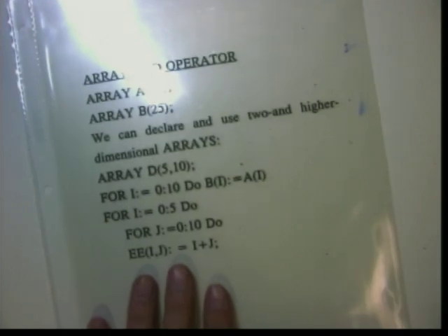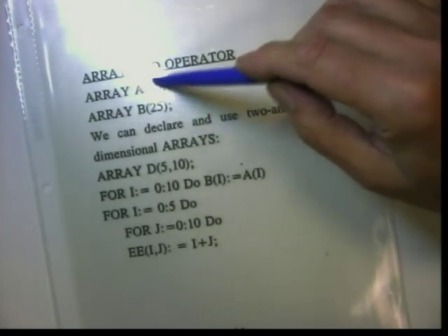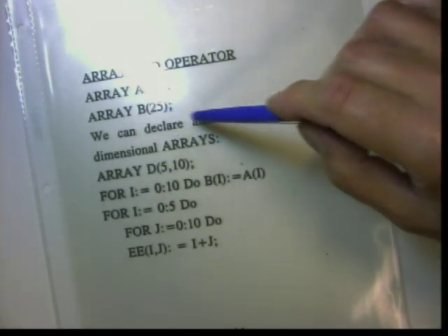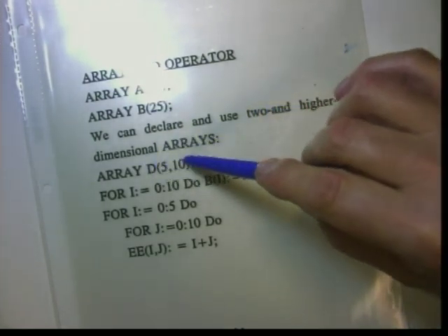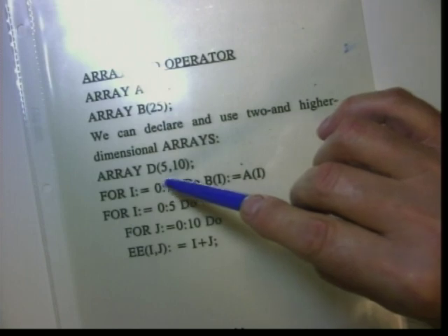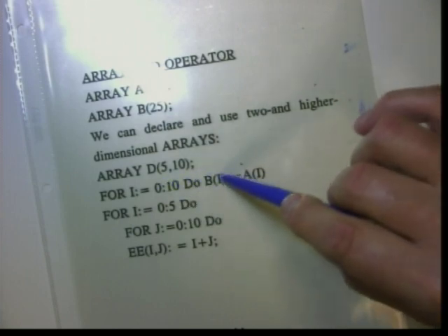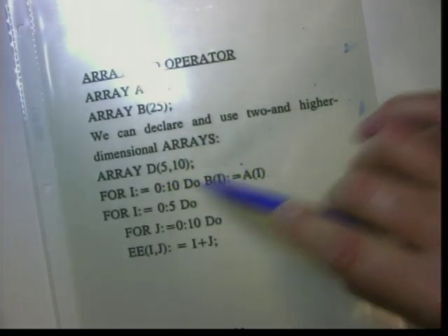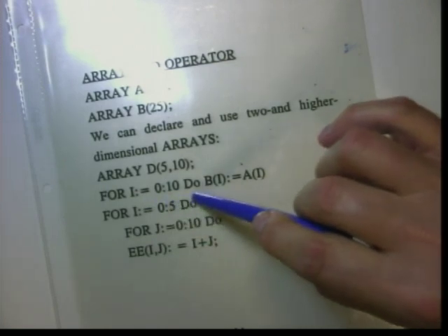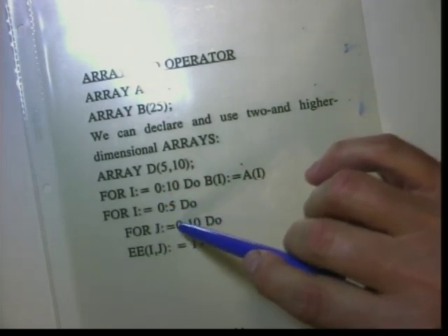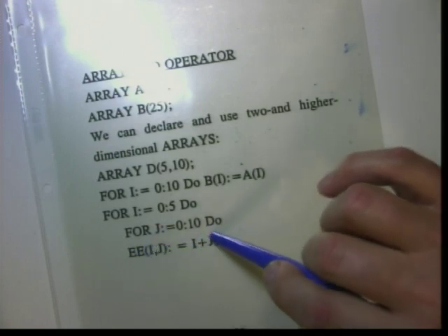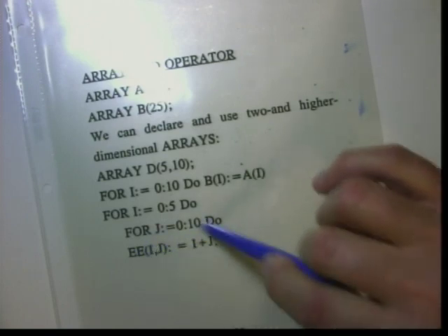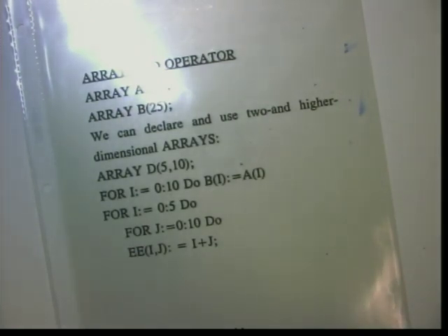Now there is also the array operator. Array A(10) or B(2,5): you can declare and use two and higher dimensional arrays. Array D(5,10). For I from 0 to 10, do B(I) equals A(I). Or for I from 0 to 5, do for J from 0 to 10, do E(I,J) equals I plus J. Then it will build a matrix whose elements are I plus J, for example.